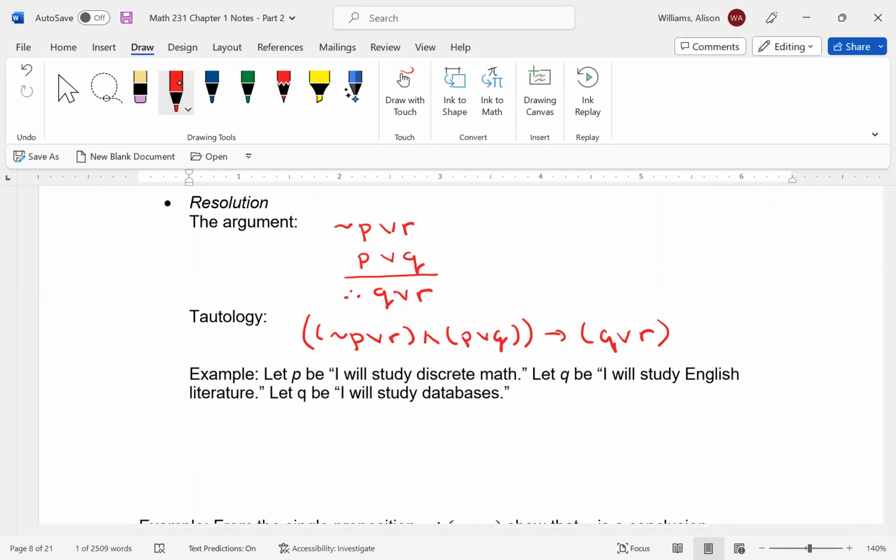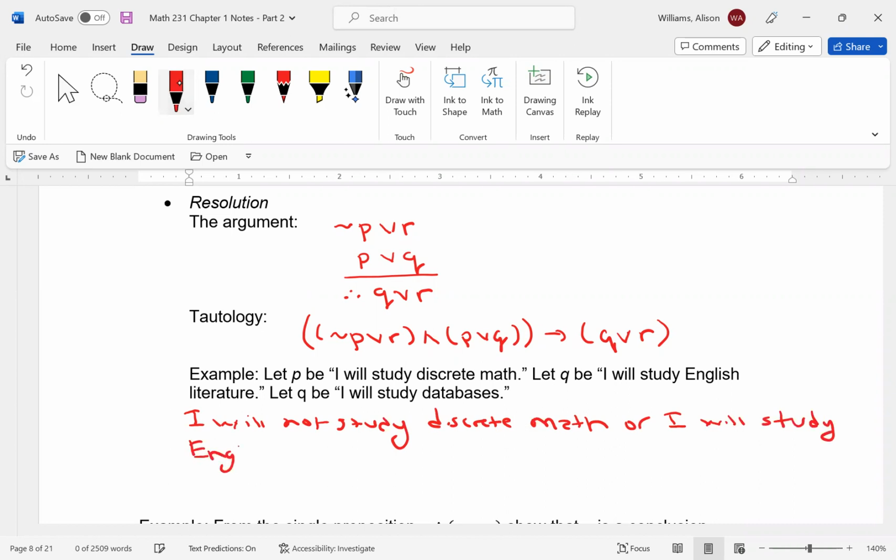So here, let's write it as an example. Okay, so let P be: I will study discrete math. The first statement is, I will not study discrete math, or I will study English. I should probably make this a little bit smaller. I'm not going to fit them all. I'm going to put the next sentence on the same line just because of space. The next premise would be, I will study discrete math, or I'll study databases.